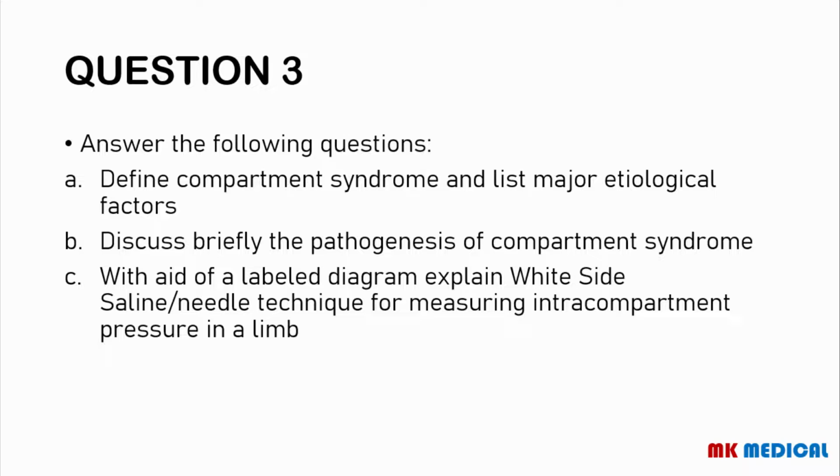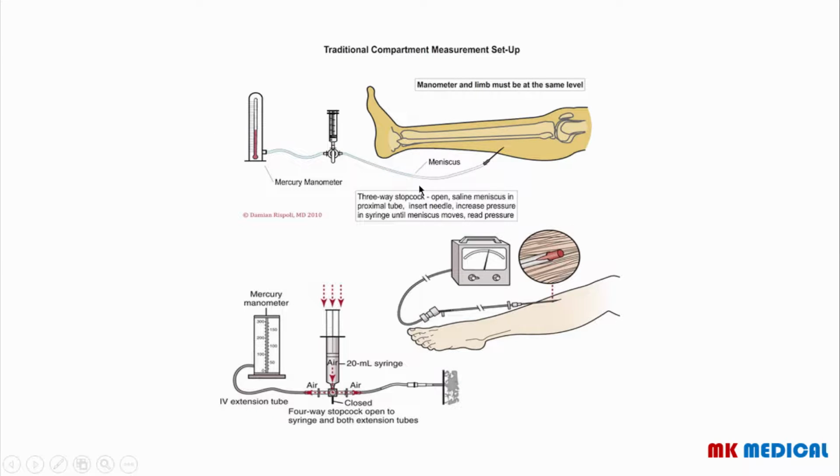So the last question, with the aid of a diagram, explain the whitesides saline technique for measuring intracompartmental pressure in a limb. So here's the diagram on your screen. There is this traditional compartmental measurement setup. Intracompartmental pressure is going to be measured using an 18G needle, which is connected to a three-way stopcock. So this is a three-way stopcock.